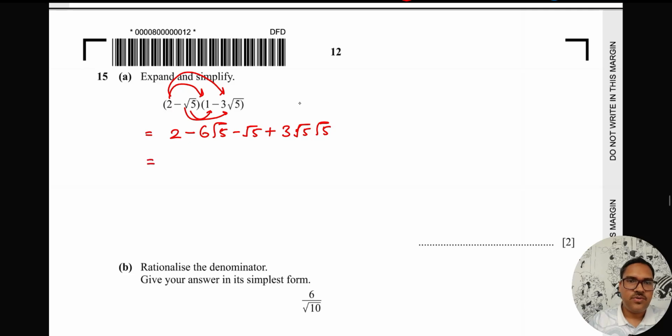So what is this? This is equal to 2 minus. You can see this is negative root 5, 6 root 5, and negative root 5 will become negative 7 root 5. Basically, these are like terms. And what is this? Root 5 into root 5 is 5. And 5 into 3 is 15. So this simplifies to 15. So this is 17 minus 7 root 5. That is the answer to this question.